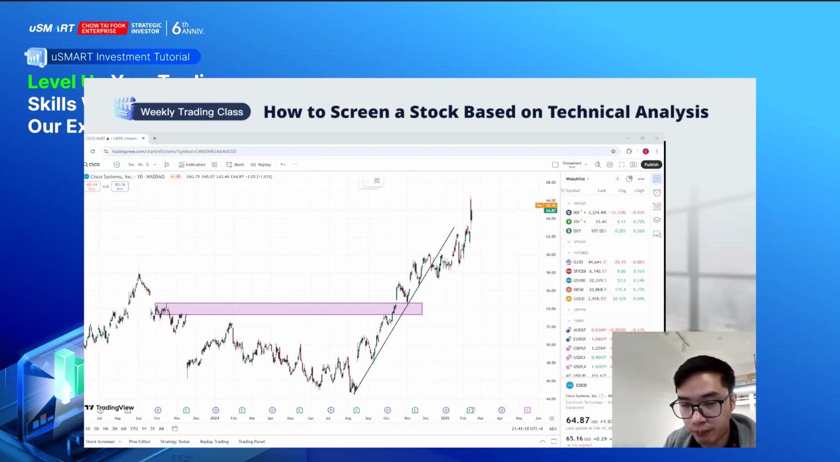But it's a patience game. You have to wait until all these criteria are fulfilled. Because many people just try to buy in the middle of nowhere. So this is how you cannot determine your stop loss. Because like technical analysis, we also use probability. Probability is actually not 100%, but we try to increase the probability.